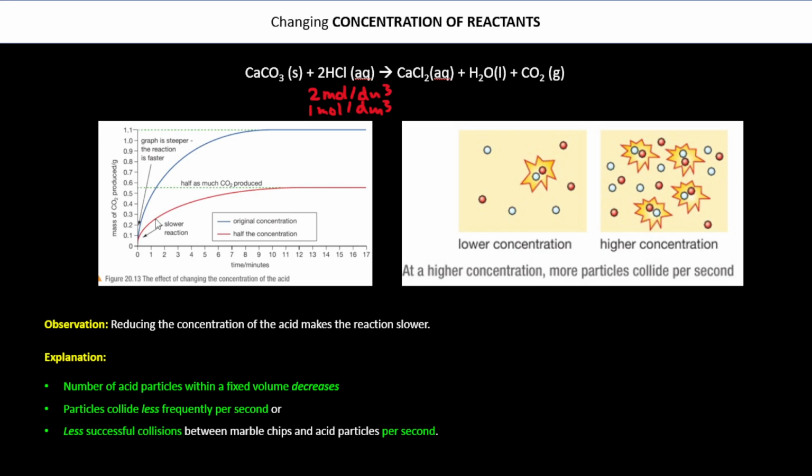Why is that? It's because in HCl there will be H plus ions. So the amount of H plus ions within a fixed volume will decrease. Although we're talking about the change in concentration, our volume will still be the same at, let's say, 25 centimeter cube, and that is what is meant by a fixed volume. So the number of acid particles will be decreasing, meaning that the particles collide less frequently per second. So it's important to mention both time and the frequency here.